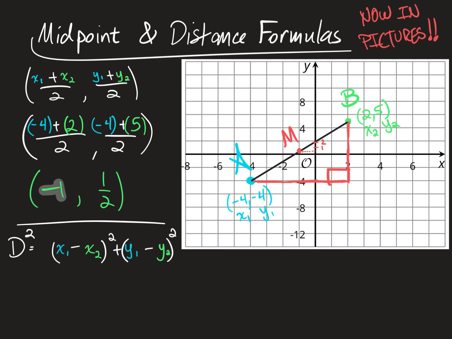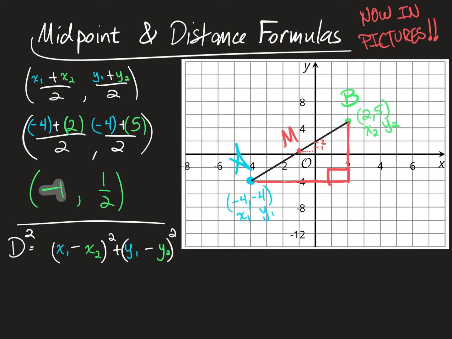And maybe I'll break it down just a little bit more. You can see how we have 3 quantities being squared. This squared plus this squared equals the hypotenuse squared from the good old Pythagorean theorem. What this x sub 1 minus x sub 2 does is it allows us to find the horizontal distance between point A and point B.